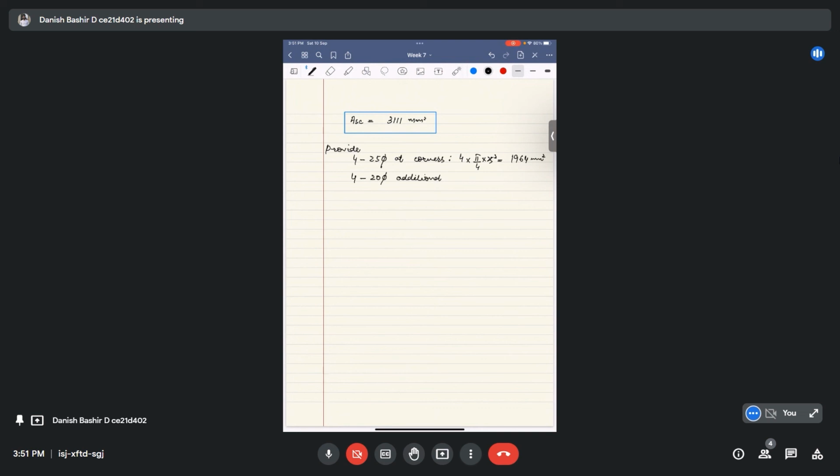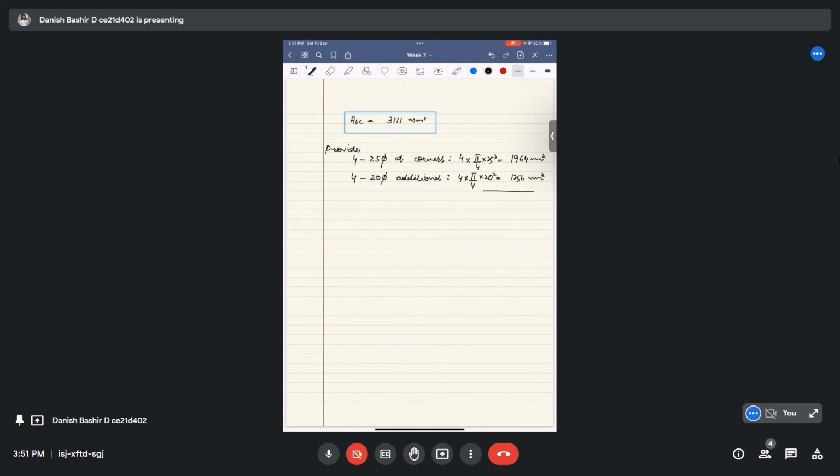This is the minimum requirement, because for the rectangular columns we have to place a minimum of 4 bars at the 4 corners. 4 times pi by 4 times 20 squared. Let's calculate this value. This comes out to be 1256 mm square.